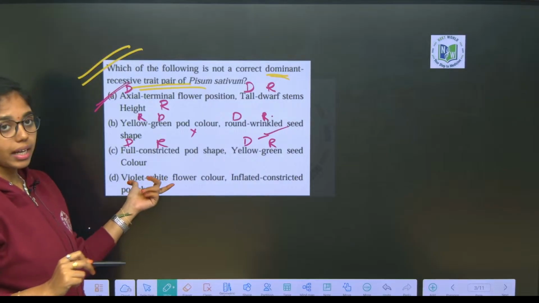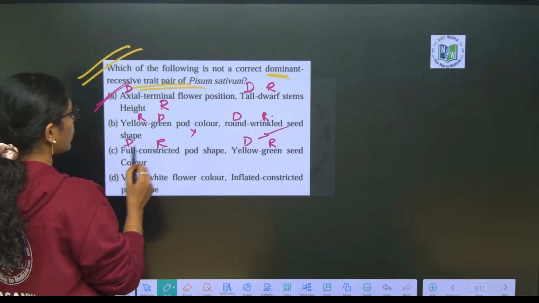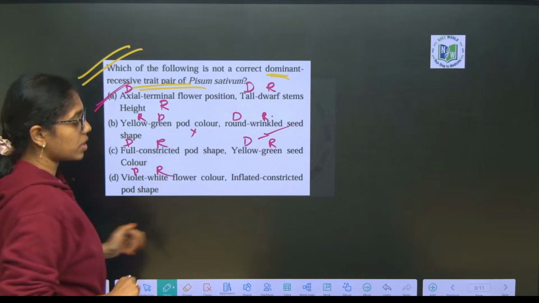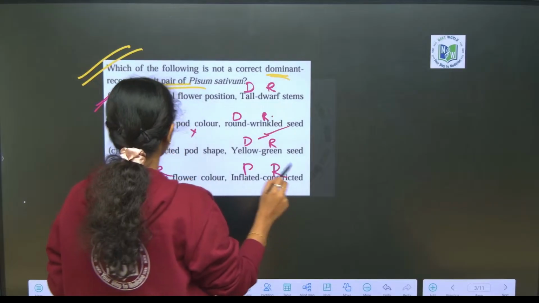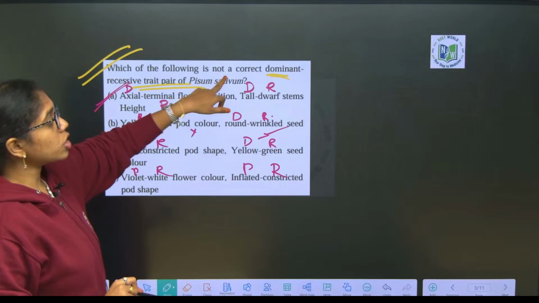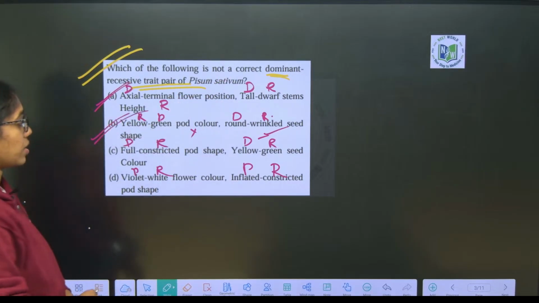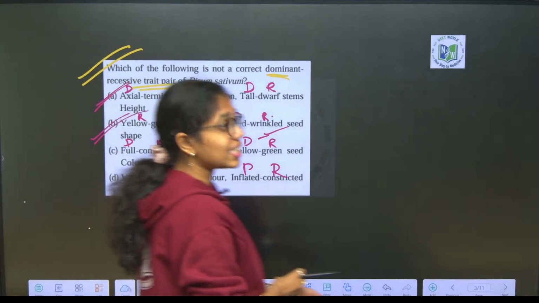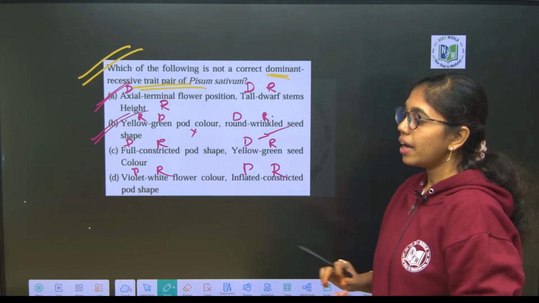Violet and white flower color, violet will be dominant, white flower color will be recessive. Inflated and constricted, inflated is dominant, constricted will be recessive. So, amongst all these options, which is not a correct dominant and recessive trait, option B will be the right answer, because here yellow is recessive and green will be dominant. So, option B is the right answer.